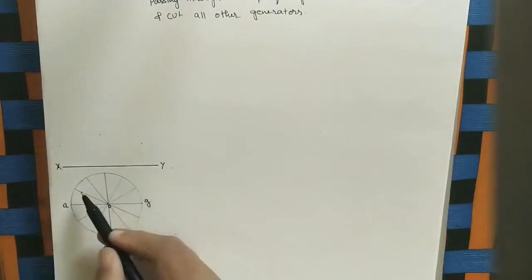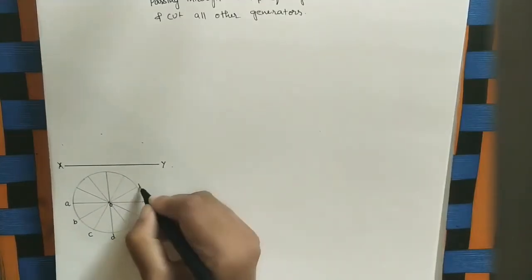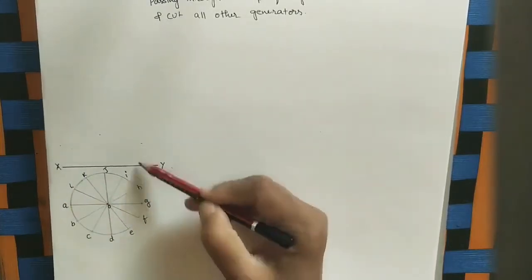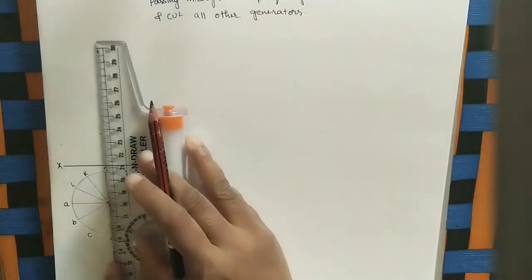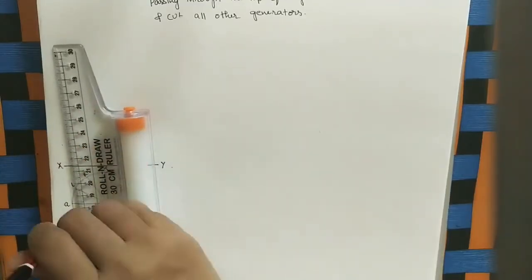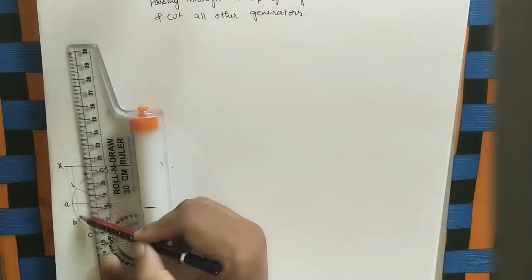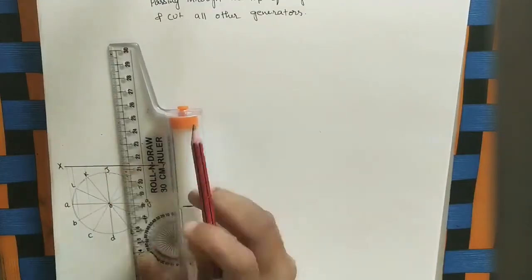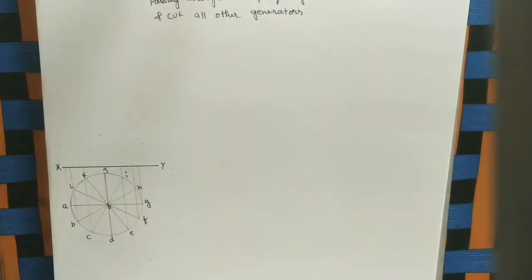Now mark the intersection points B. At all the points, do the projector lines. Okay, here take this as the reference line. Two points are coming at the same line. Here mark the intersection points.